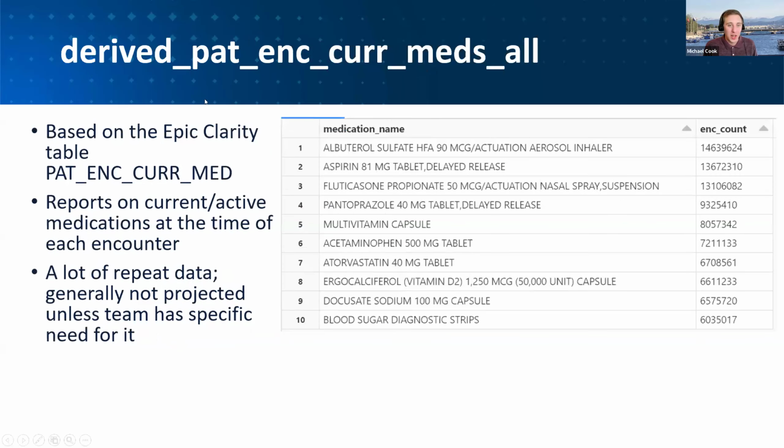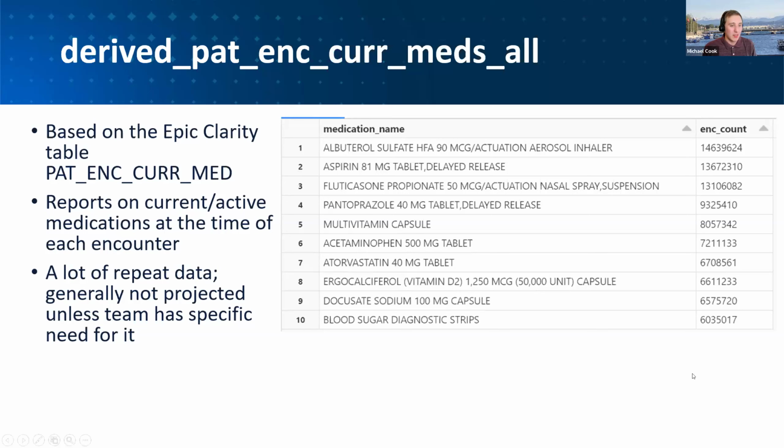Next, we have the derived PAT encounter current meds all table. It is quite a mouthful, and it's also a bit of a controversial table for anyone who had a Crown subprojection, which was COVID data back in 2020, 2021. You might remember that we had said at the time that this table was broken and we weren't projecting it. So if anyone encountered that and got traumatized, this table is no longer broken. This table is up and running, has correct data. So just know that this table is working again.